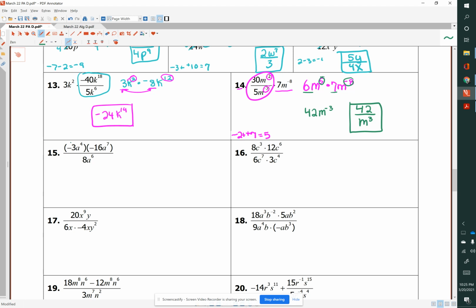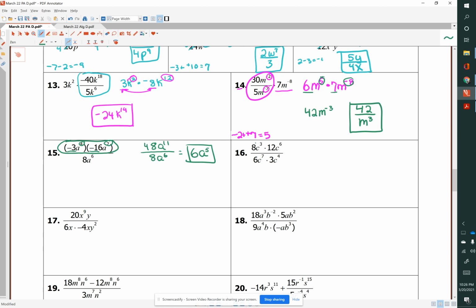So number 15, in this problem, I would take care of the numerator before the denominator. So using the same method we used in the last problem, we multiply negative 3 times negative 16, which is a positive 48. And then when we multiply the a's, we add the exponents. 7 plus 4 is 11. And so we have 48a to the 11th divided by 8a to the 6th. And 48 divided by 8 is 6. We have our a, 11 minus 6 is 5. And that's our final answer.